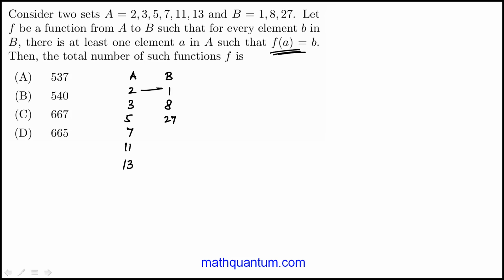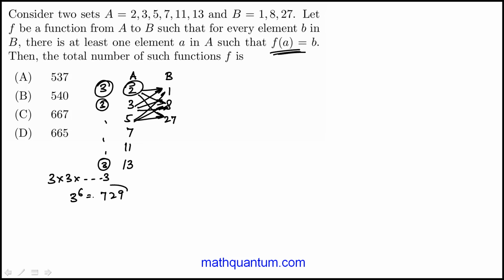Now, if we first try to find out how many different ways I can create the functions without any constraint, then we can see that 2 could be paired this way, 3. So for each one of these elements in A, I can connect to 3 of these. So I have 3 choices here, 3 here, and I have 6 of them. So the total number of possible ways would be 3 multiplied 6 times, or 3 to the 6, which turns out to be 729.